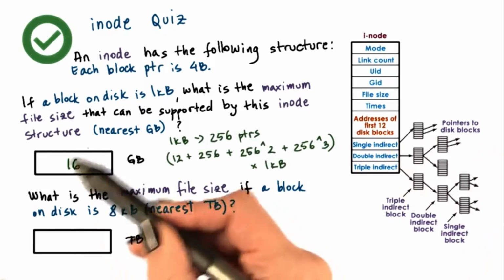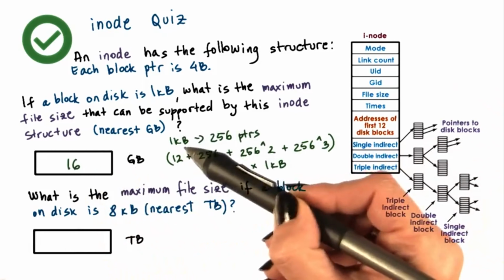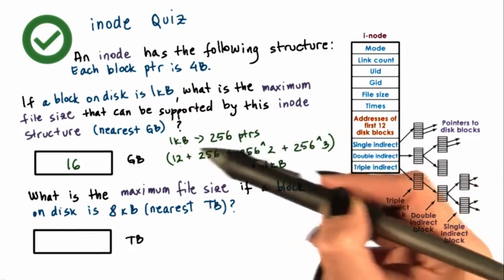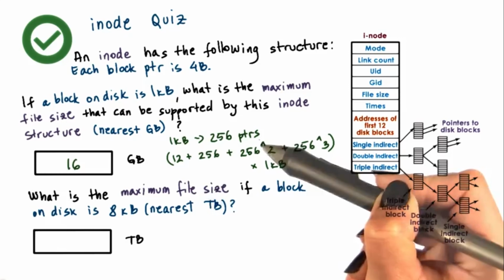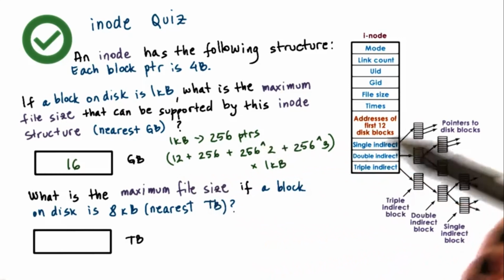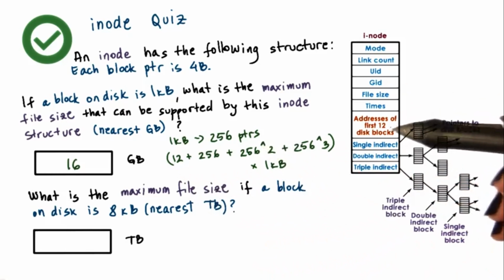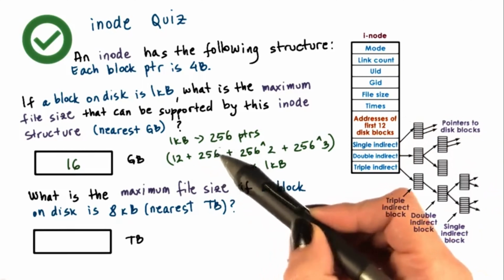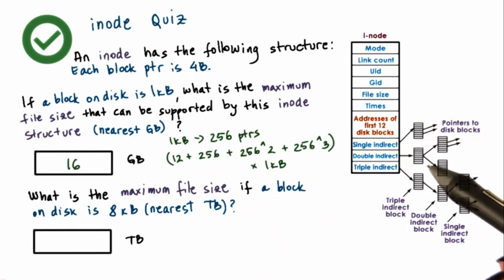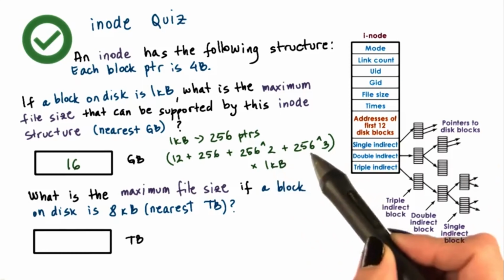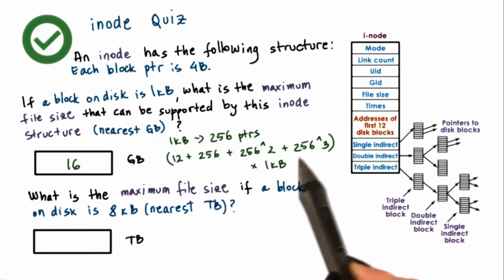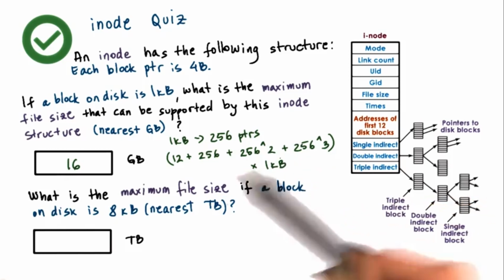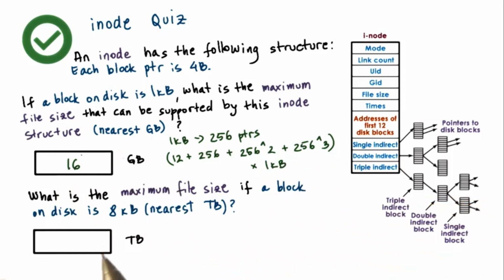The answer to the first question is 16 gigabytes. Remember, we have 1 kilobyte blocks, and every single block pointer is 4 bytes. So with a single block, again, we address 256 pointers. Now, if we think about what is the total number of file blocks that are addressed, the direct pointers will address 12 file blocks. Then the single indirect will address another 256 of those. The double indirect will address 256 squared. Triple indirect, 256 cubed. And all of that needs to be multiplied by the actual size of the block, so that's 1 kilobyte. That will produce a maximum file size of 16 gigabytes.